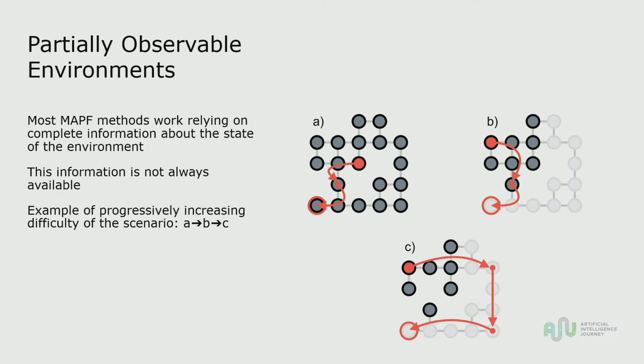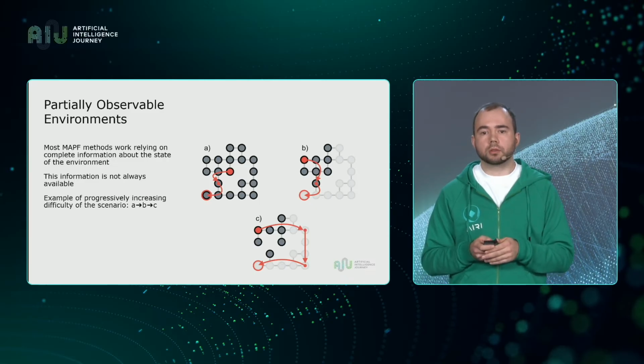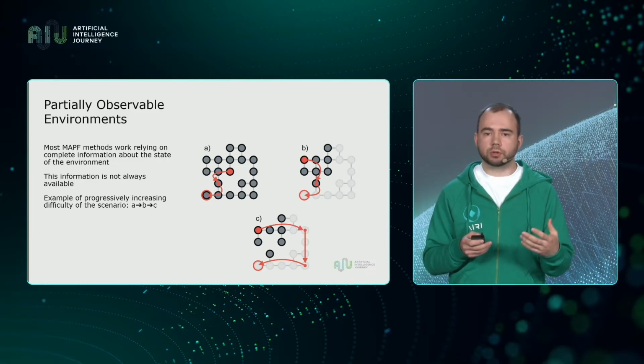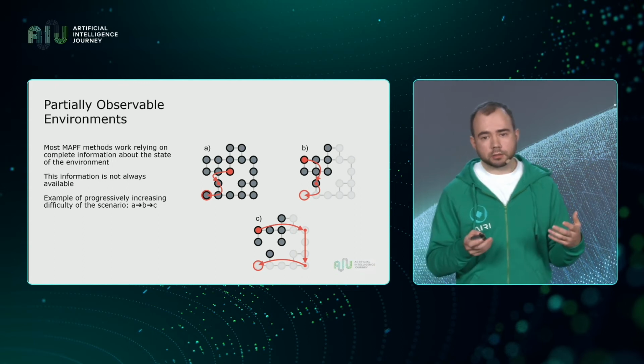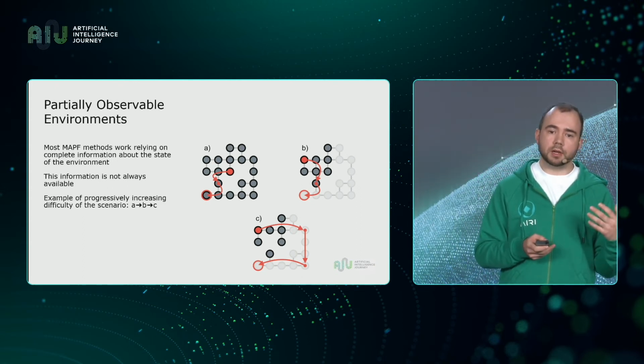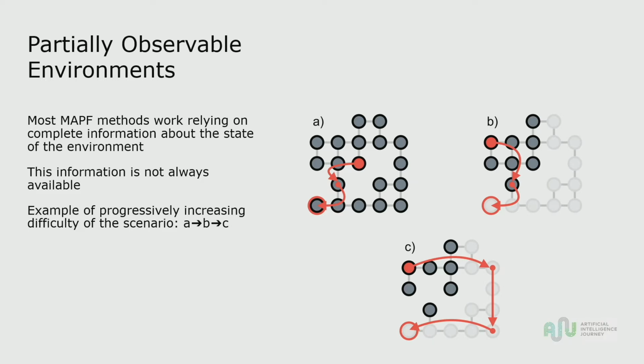In the second picture, it's a little bit more complicated. The agent doesn't see his destination, but if he moves in that direction, he will notice it and will reach the destination as well. In the third case, the agent needs to go around some barriers. He could not go along the shortest path, so he had to find some bypasses to reach the goal.